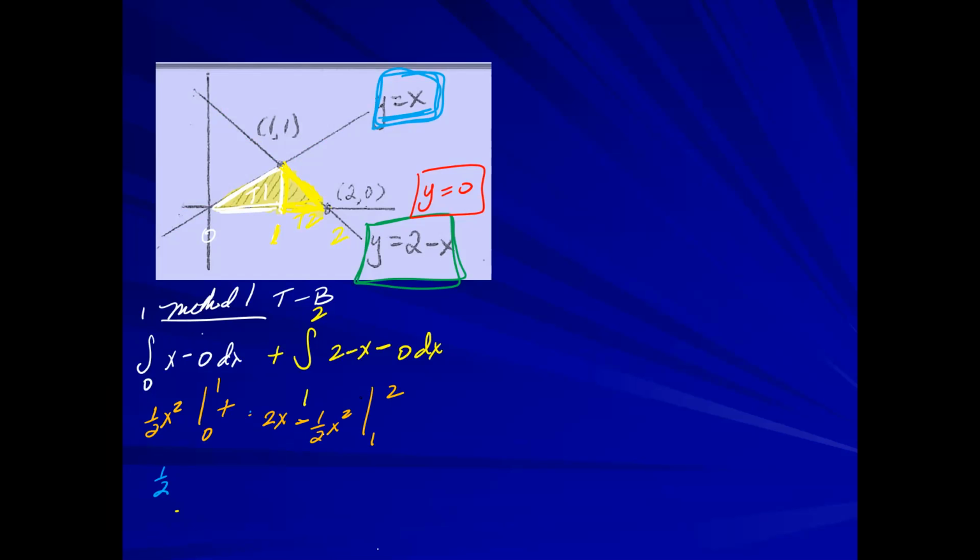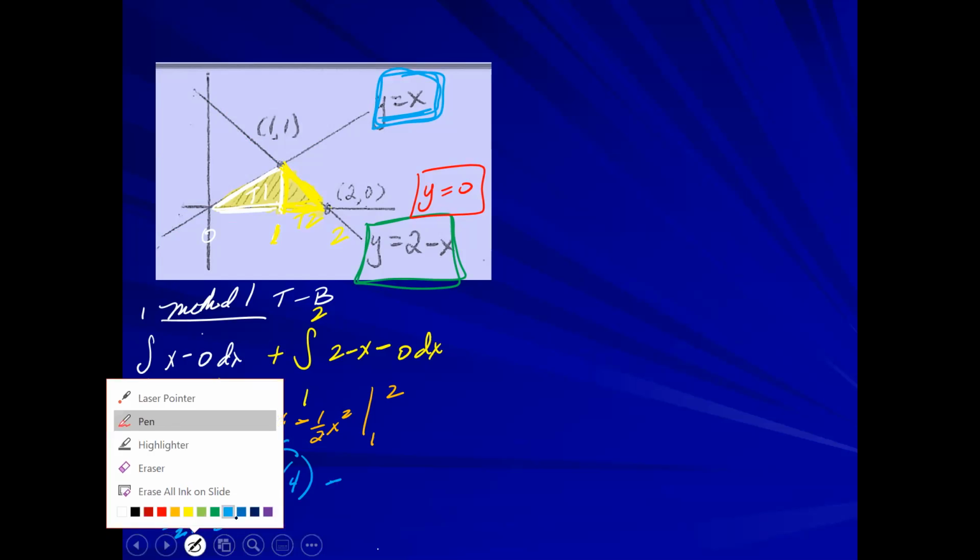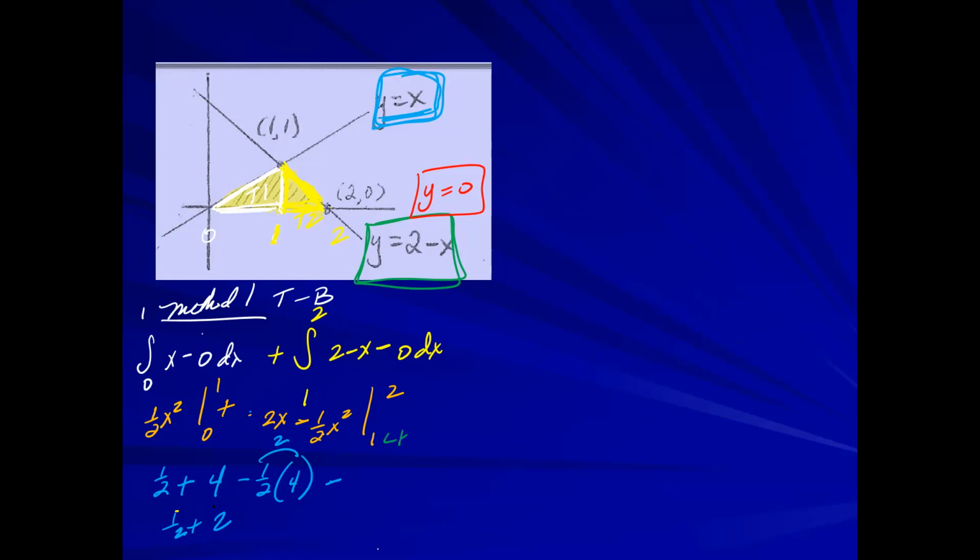Then let's take a look over here. Your upper bound is a 2. So 2 times 2 is a 4. And then you're going to have a minus 1/2 times 2 squared, which is 4, so that's a minus 2. So this is 4 minus 2, which is actually a 2 right there. And then minus, I'm going to subtract the lower bound right here.